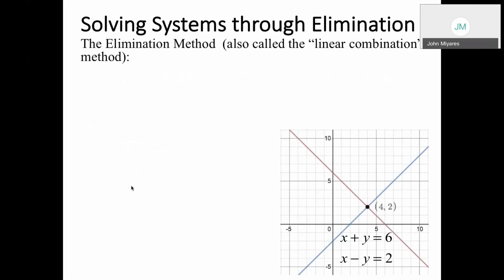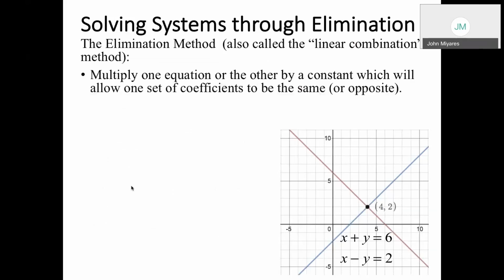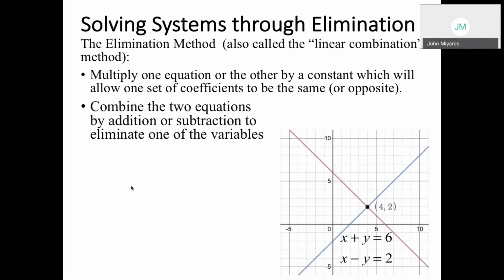The third approach is called the elimination method, which is also called the linear combinations method. This is where you may need to multiply one equation or the other by some constant, which will allow one set of coefficients to be the same or the opposite of each other. This method is often used when graphing is impractical and substitution is inconvenient because isolating one of the variables creates some pretty ugly fractions. Once we have a set of coefficients lined up, we can combine the two equations by addition or subtraction to eliminate one of the variables.